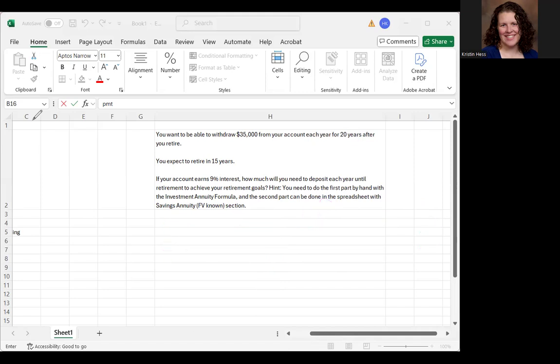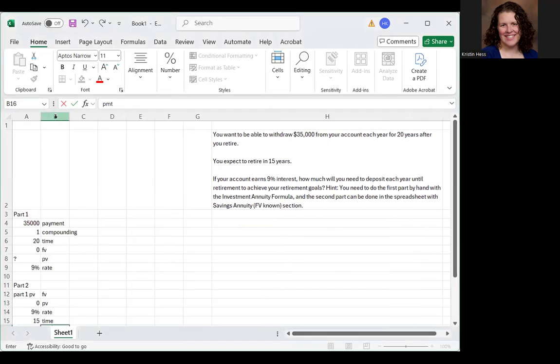And so for part 1, we're going to work backwards. We're going to start by finding how much we need to have in our account at retirement so that we can pull out 35,000 a year. So these are the things we need for these time value of money problems. We need payment, compounding, time, future value, present value, and the rate. So the rate is easy, that's 9%.